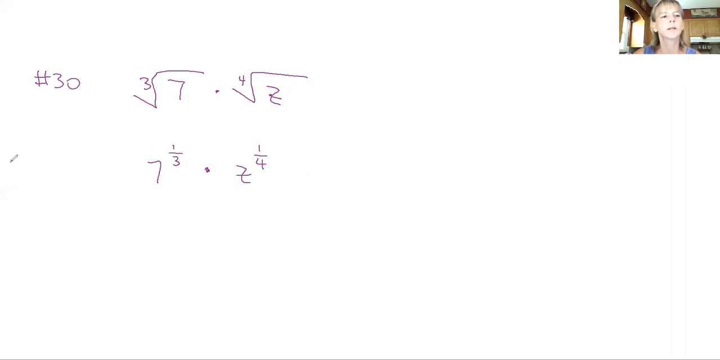The product rule is b to the m times b to the n is b to the m plus n. So you're not allowed to do that, because what do you need? Like base. And guess what? You have a 7 and a z. They're not like base. You cannot do that. So we have to get a little bit creative.